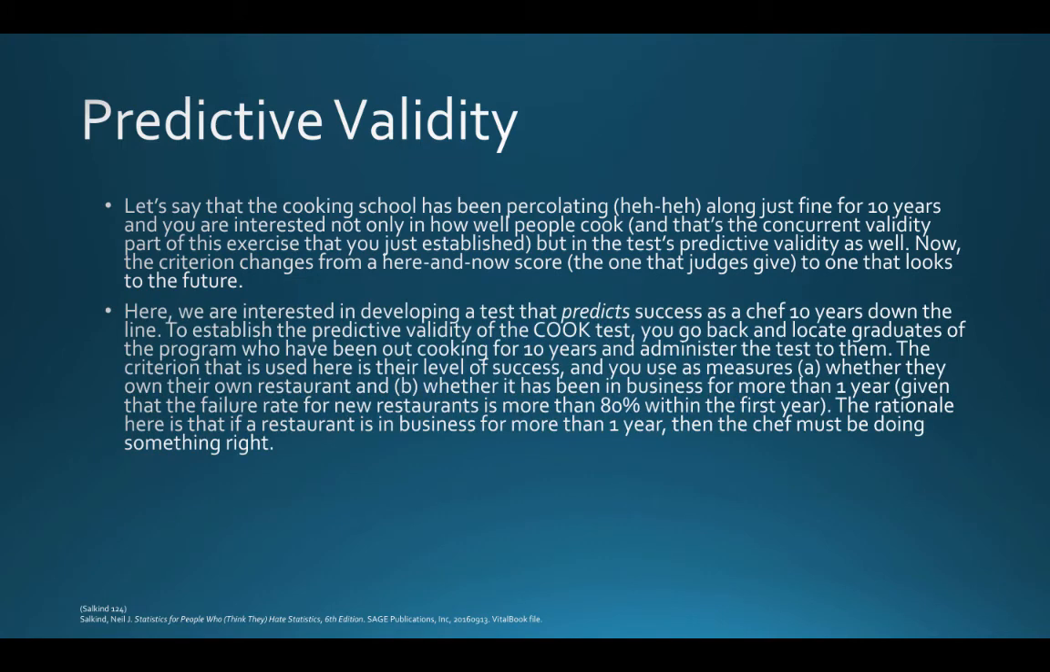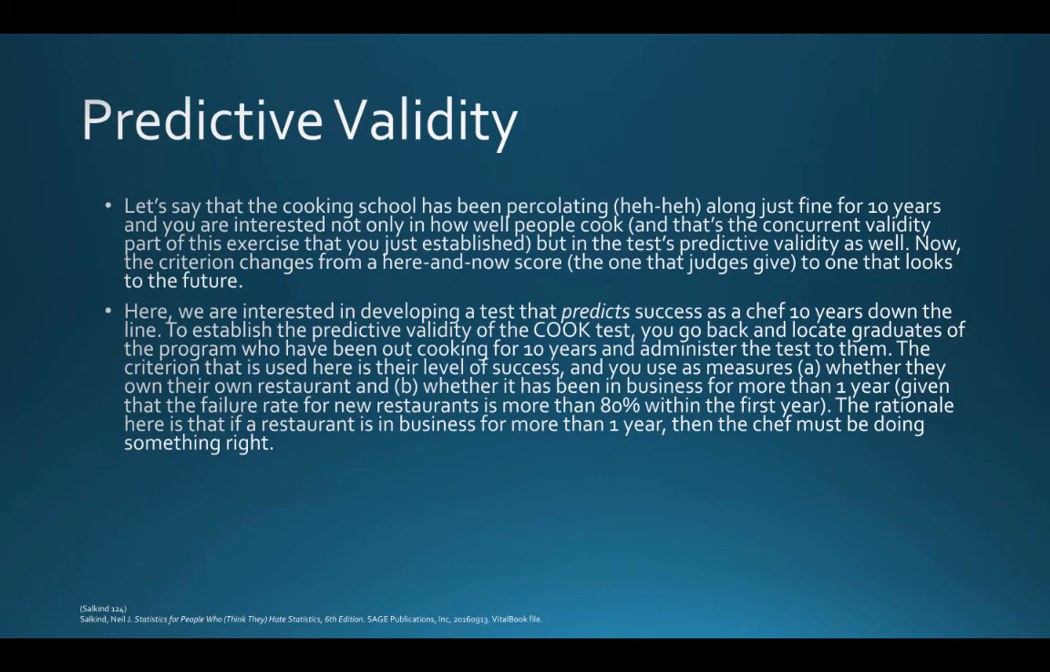Well, now we've got to find a test that predicts success. Okay, so we're looking 10 years down the road. So we have to establish a predictive validity of the Cook test. So you go back, you look at the graduates of the program, who's been out, who's been cooking for 10 years, and then you administer a test to them. The criterion that is used here is their level of success. And you use as measures, number 1, whether they own their own restaurant, number 2, whether it has been in business for more than a year.